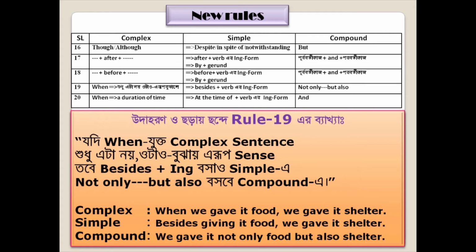For example, complex. When we gave it food, we gave it shelter. Simple. Besides giving it food, we gave it shelter. Compound. We gave it not only food but also shelter.